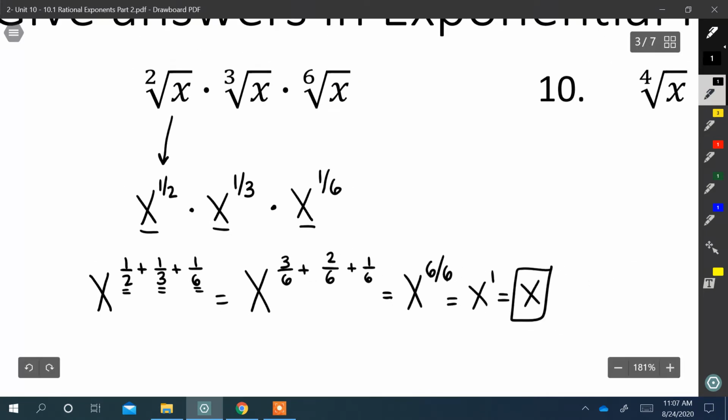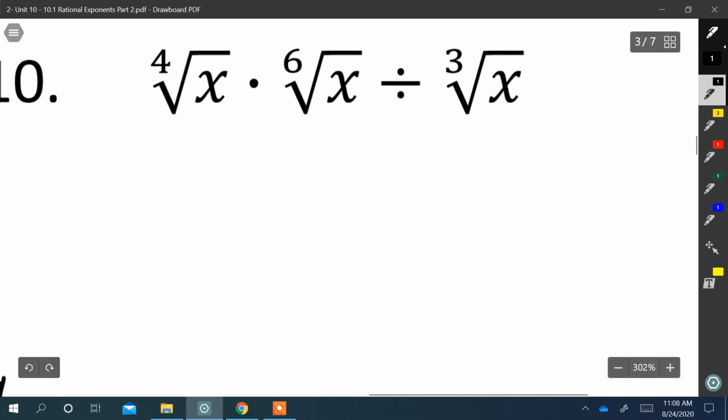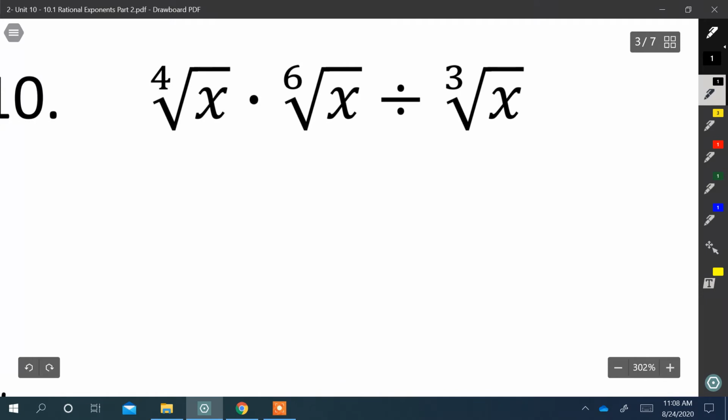All right, let's go ahead and do another example here. Number 10. All right, so we have some multiplication and division going on at the same time. It's a little bit more complex, huh? All right, so what we're going to do is, let me rewrite all of this as a fraction. And at the same time, I'm going to write it in exponential form.